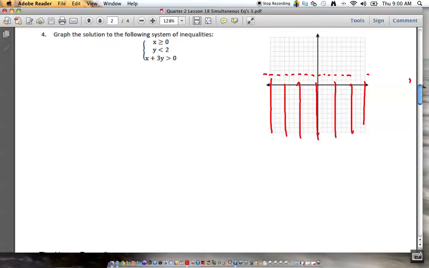And this time it's less than, so I shade below. Okay. Next, x plus 3y is greater than 0. I'm going to minus the x. And I get 3y is greater than negative x, divide by 3. What's the slope here, guys? What's the slope? 0. Wait, what? Oh, negative 1. Negative 1/3. What's the y-intercept? 0. So I begin at 0, down 1 over 3, down 1 over 3, down 1 over 3. And is this a broken or a solid line? Broken. Broken line it is. And do I shade above or below? Above.